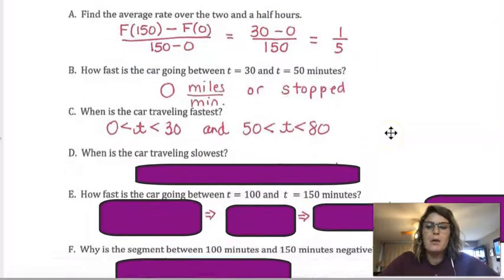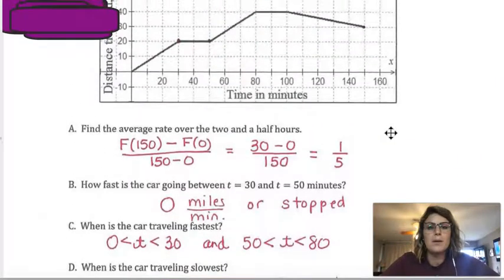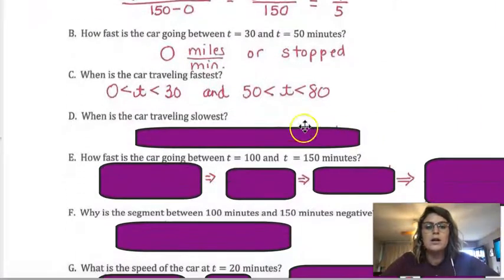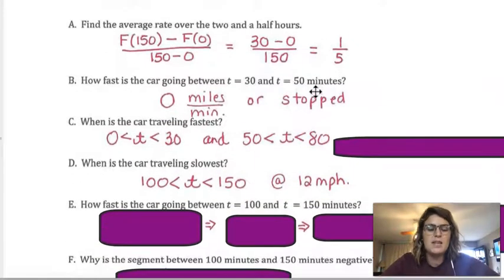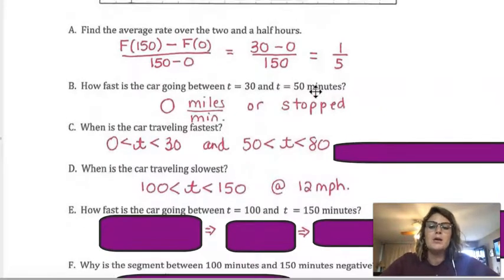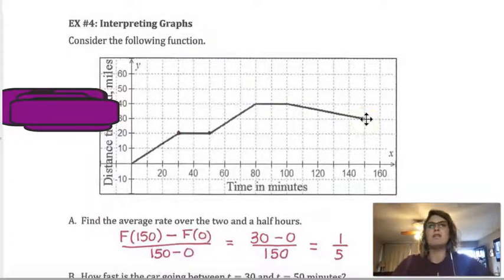Okay. And it says, when is the car traveling the slowest? If we look back up here, we'll see that it's traveling the slowest between 100 and 150. And it says at 12 miles per hour. We don't know that yet, but we're about to. So between 100 and 150, that's from here to here. Even though it's negative, the negative doesn't have anything to do with the speed. It does have something to do with the distance, but we'll talk about that as well in a second.